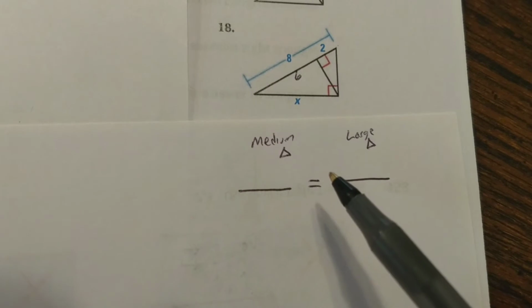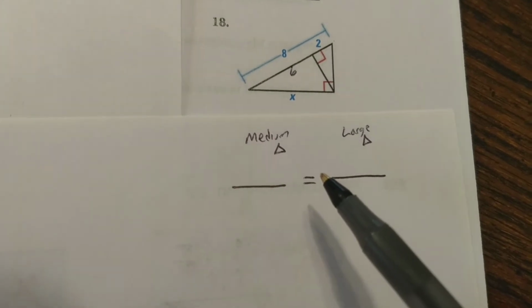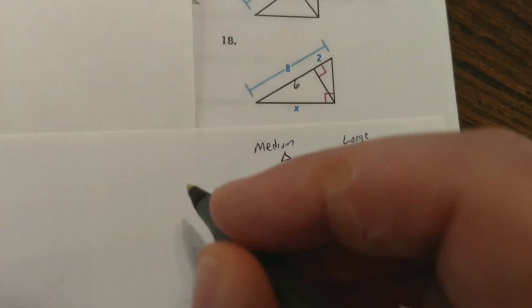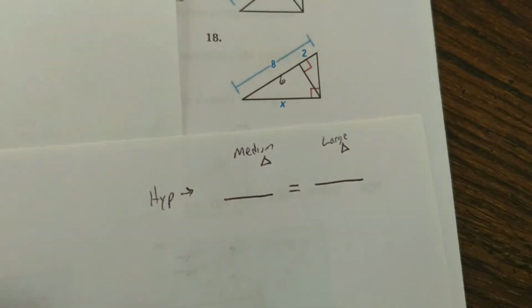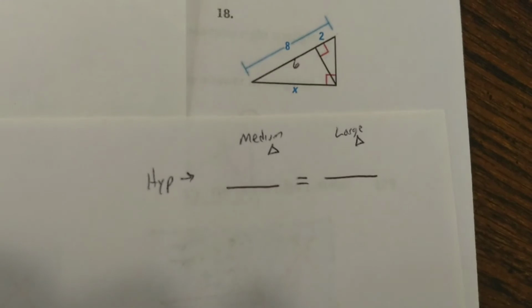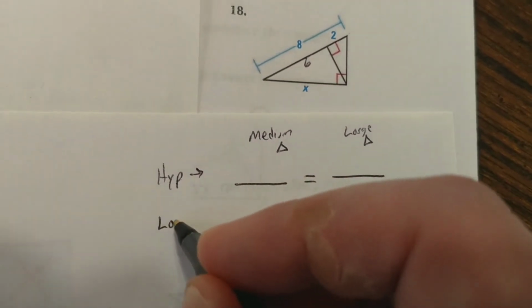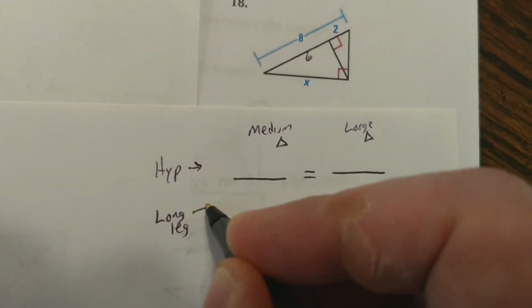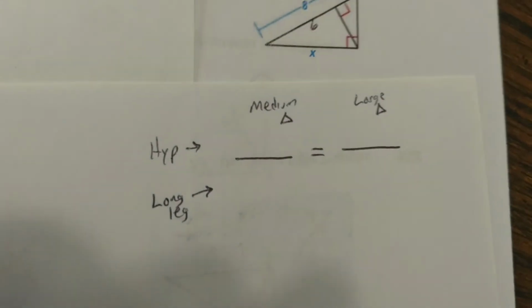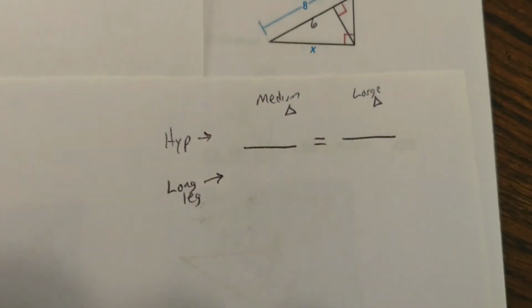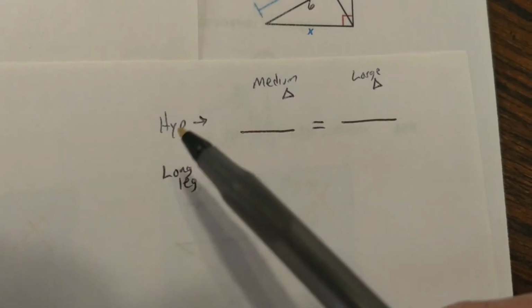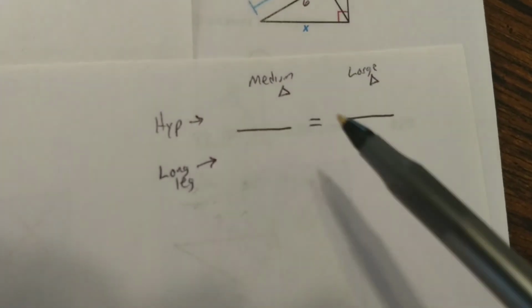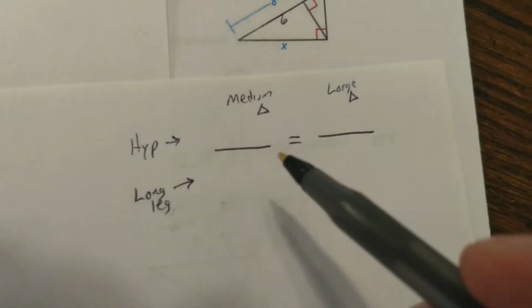Within those 2 triangles, I've got to know which parts of the triangles I'm comparing. So I know the hypotenuse in both of them. I'll put those in my numerator. And I know the long leg in both of them. I'll list that as the denominator. Okay, and again, you could switch these around, and it doesn't matter as long as you've got this set up so you know exactly which parts are going where. Okay, so let's fill this in.